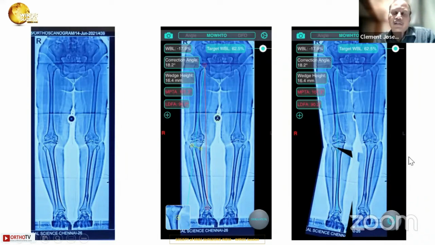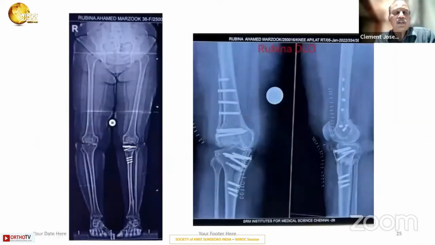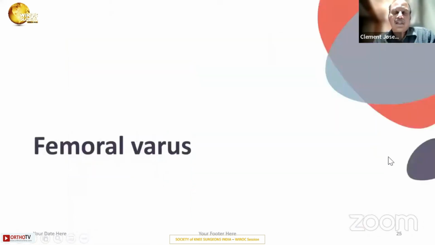So in this kind of gross varus, where the varus is contributed by both the femur and the tibia and the soft tissue, it's very important not to correct these gross deformities on one bone alone. So double level corrections may be indicated in these cases, as would be elaborated by Bhushan later. This particular patient underwent high tibial osteotomy on the left side, and double level osteotomy on the right side.